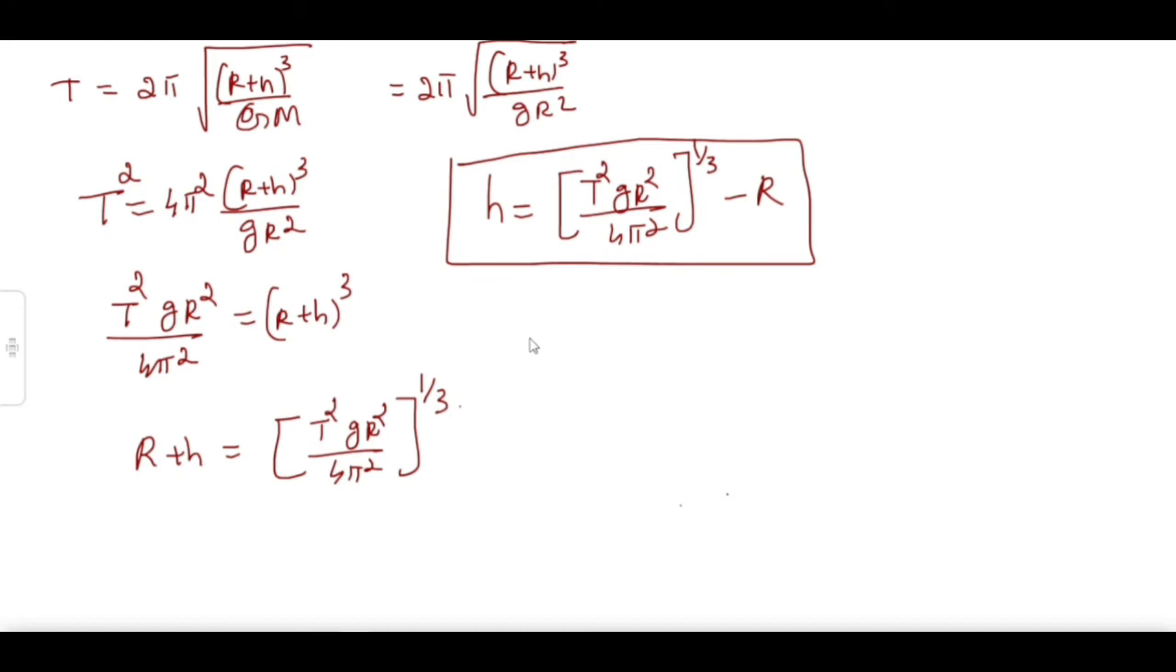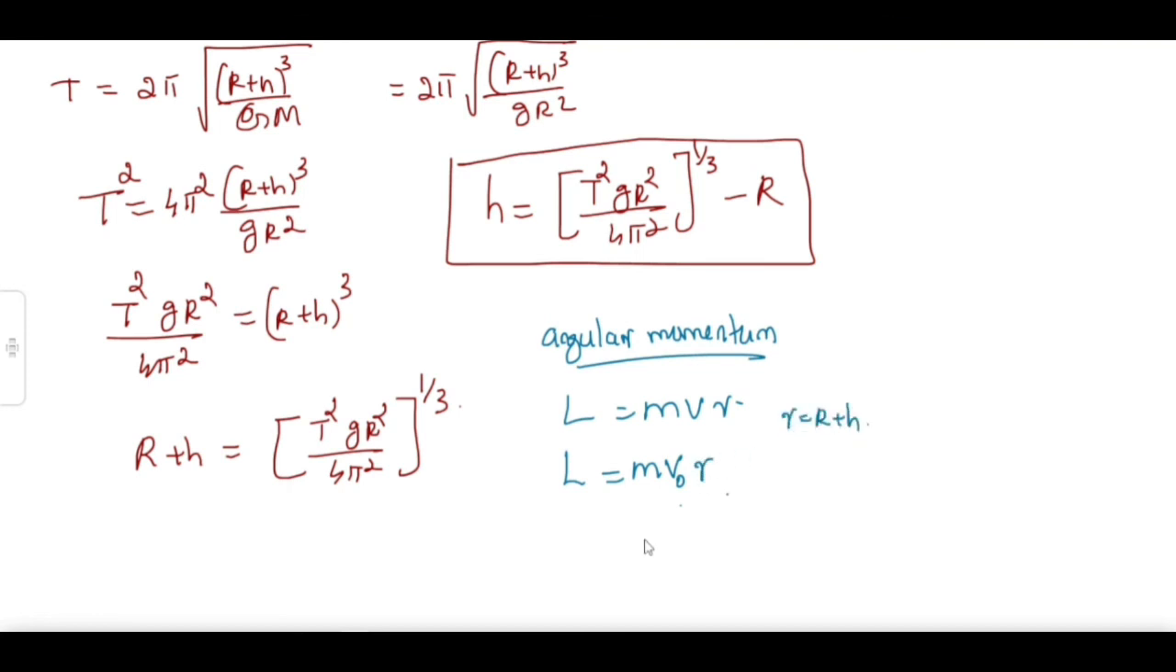Same way, we can also calculate the angular momentum. Whenever a body is moving in a circular motion, we can say that there is angular momentum. So what is the angular momentum basic formula? Angular momentum L is equal to mvr. This is the basic formula. In this case, we can substitute here L is equal to mass of the satellite into orbital velocity into small r, whereas we already know small r is equal to R plus h. So we can substitute here L is equal to m VO into R plus h.